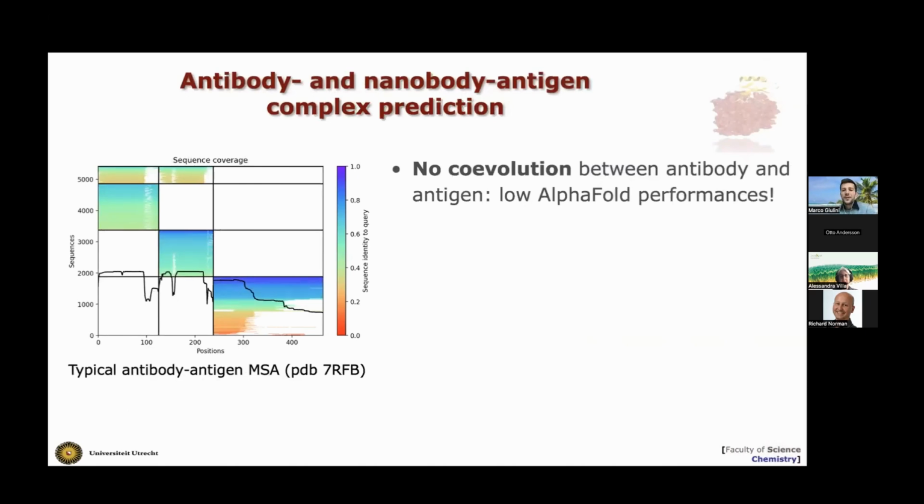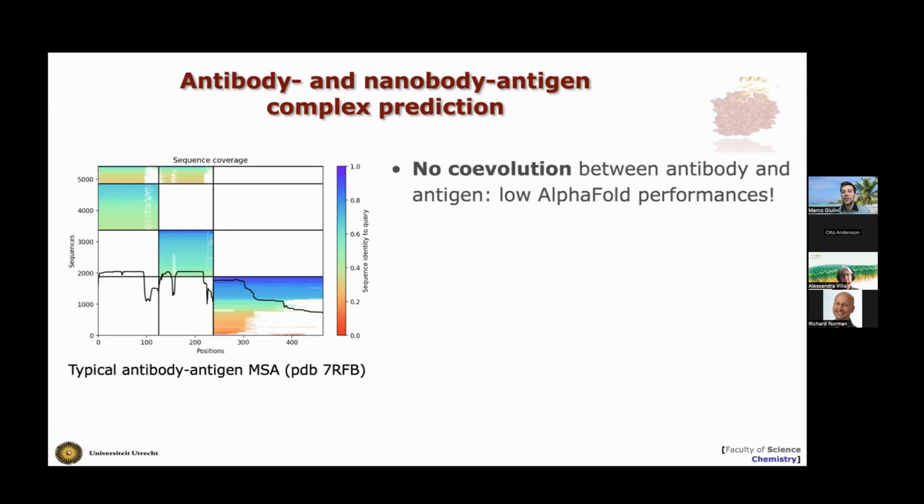But what is the factor that is making the prediction of antibody and nanobody antigen complexes so complicated? It's mostly the fact that there is no coevolution between the antibody and the antigen sequences. Coevolution is the way that AlphaFold and related machine learning-based architectures create distance restraints to generate the three-dimensional structure. Basically, by inspecting the coevolution signal arising from a multiple sequence alignment, a set of sequences that are related to the query, we are able to infer coevolutionary contacts between amino acids that are not in contact in the sequence.